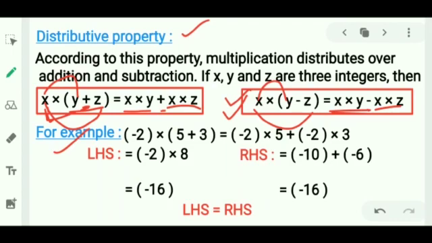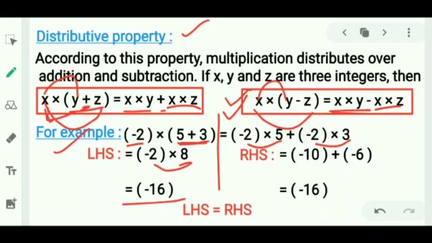Suppose we have 3 integers, minus 2, 5 and 3, written as minus 2 multiplied by the sum of 5 plus 3. So we can write minus 2 multiplied by 5, then plus sign, minus 2 multiplied by 3. Let's take LHS first: minus 2 multiplied by the sum of 5 plus 3. We know that the sum of 5 and 3 is 8, and 8 twos are 16, and one subtraction sign is there, so the answer is minus 16.